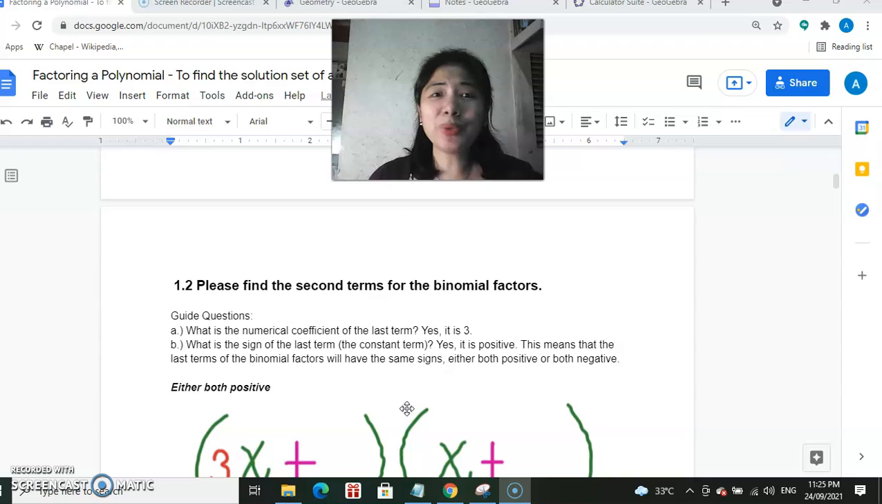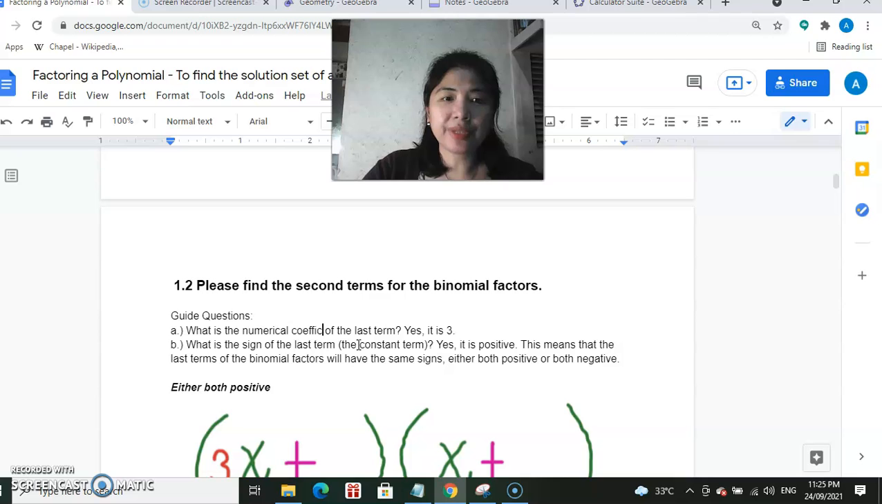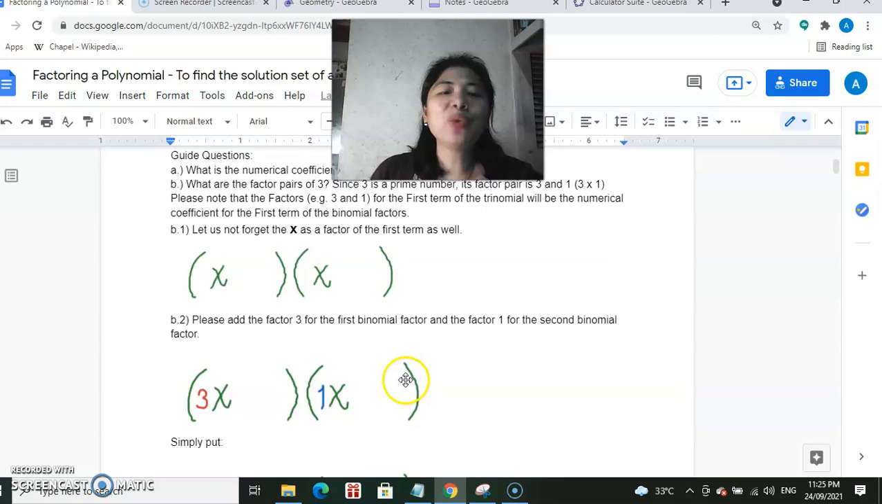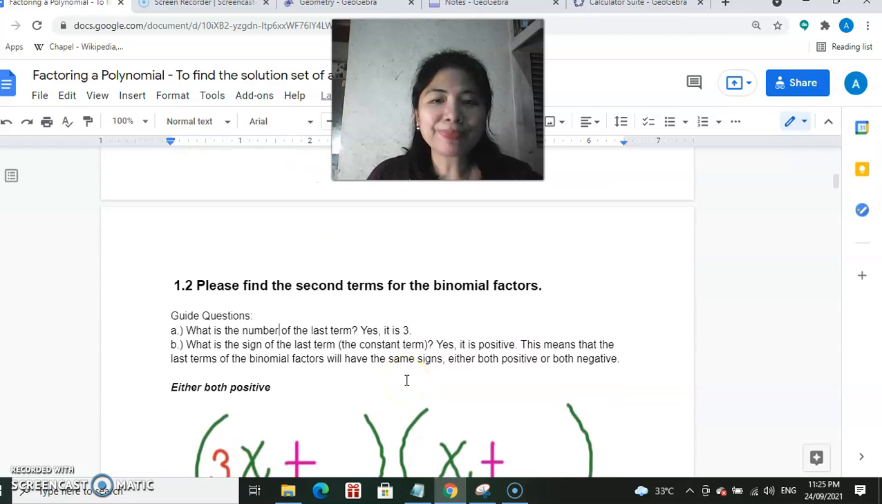Next, please find the second terms of the binomial factors. How are we going to know what the numbers are? Here are the guide questions. Again, we will go back to the given. What is the numerical coefficient of the last term, or what is the number of the last term? The number of the last term is 3. And what are the factors of 3? That's 3 and 1. So let's park that thought.